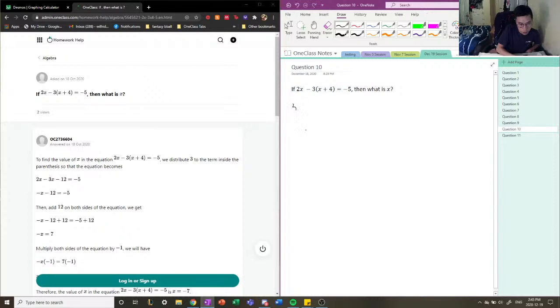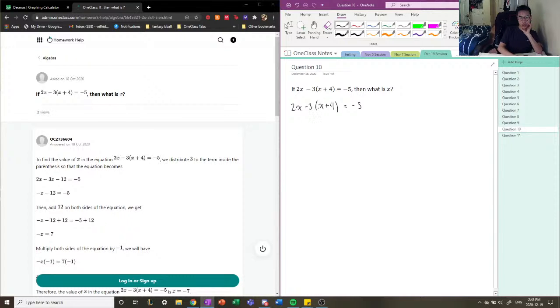So we have 2x minus 3 times x plus 4 equal to negative 5. We can use guesswork. We can say, if x equals 1, will that equal negative 5? You can plug it in. But you can use isolation to have the left side equal to x and the right side equal to all the constants, and we're going to do that.